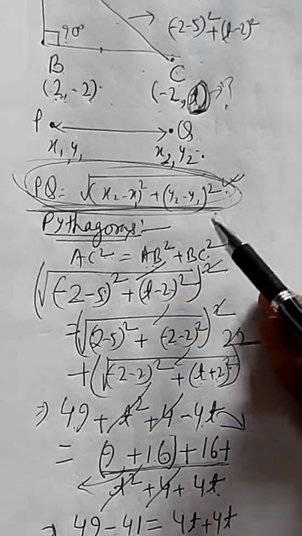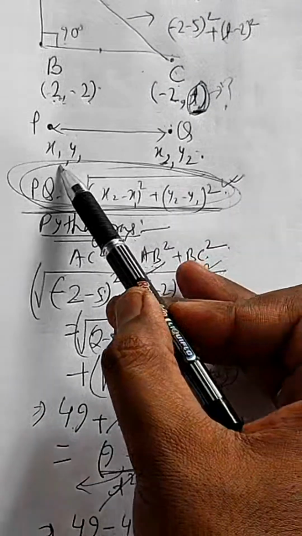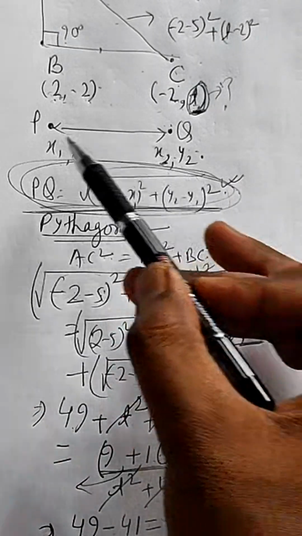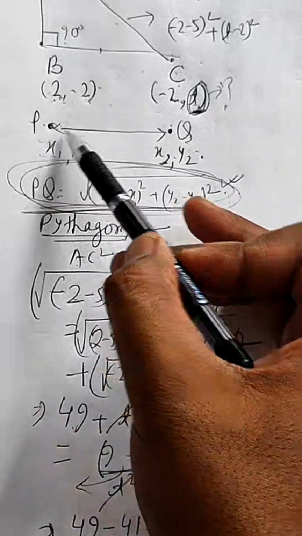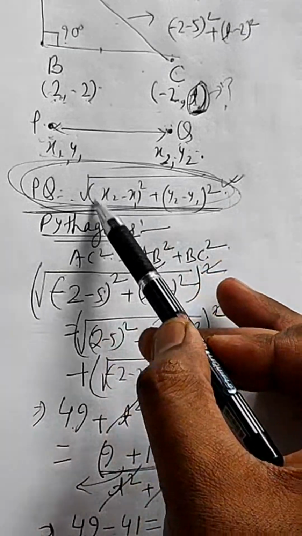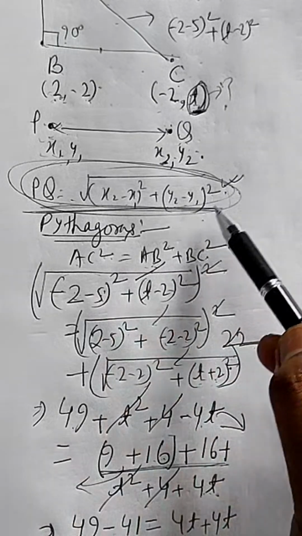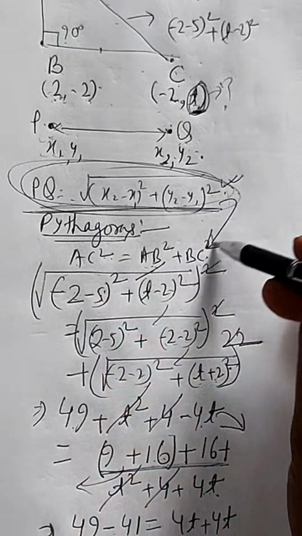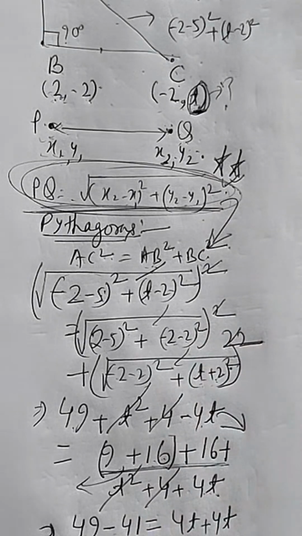So what we did, we quickly revised the distance formula, right? If (x1, y1) and (x2, y2) are the coordinates of two points P and Q, then the length PQ can be written as the square root of (x2 minus x1) whole square plus (y2 minus y1) whole square. Using the same formula over here, right? This is a very important formula, you need to remember it, right?